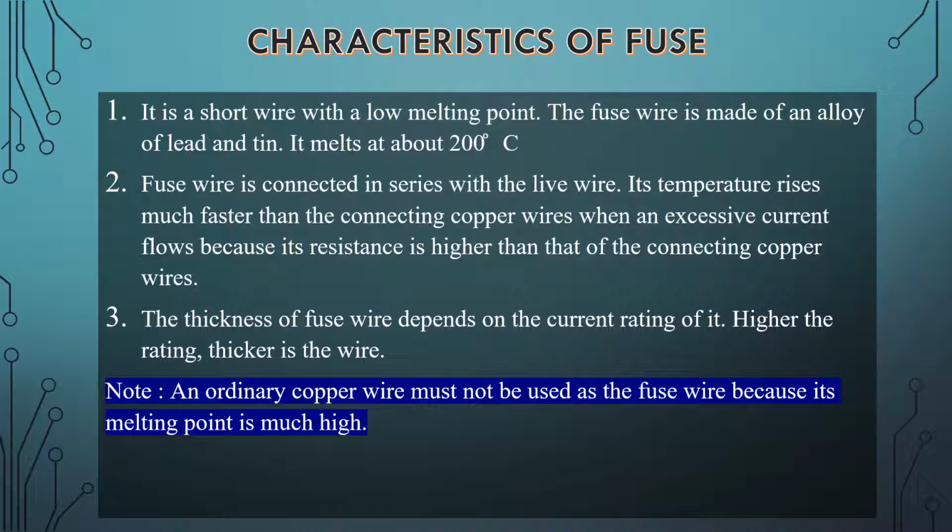You have to take note that an ordinary wire should not be used as a fuse wire because its melting point is much higher. A fuse wire should have a low melting point, so we cannot take an ordinary copper wire as a fuse wire.